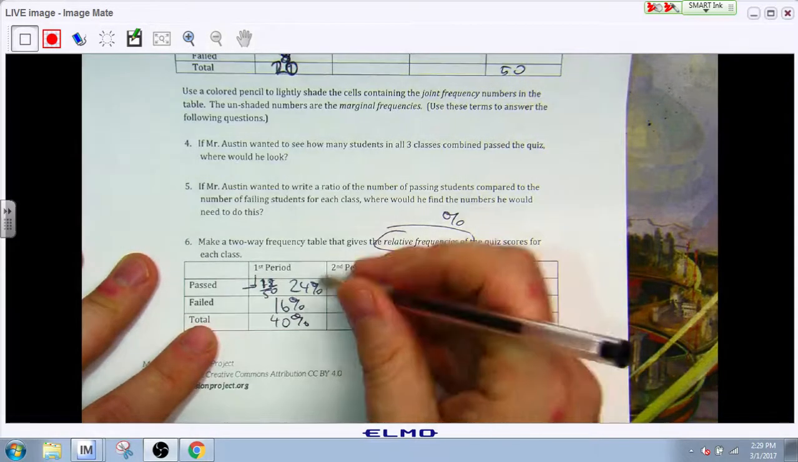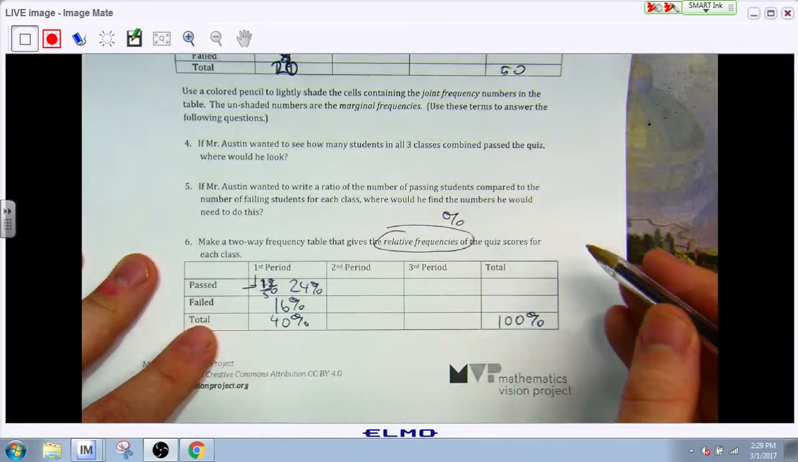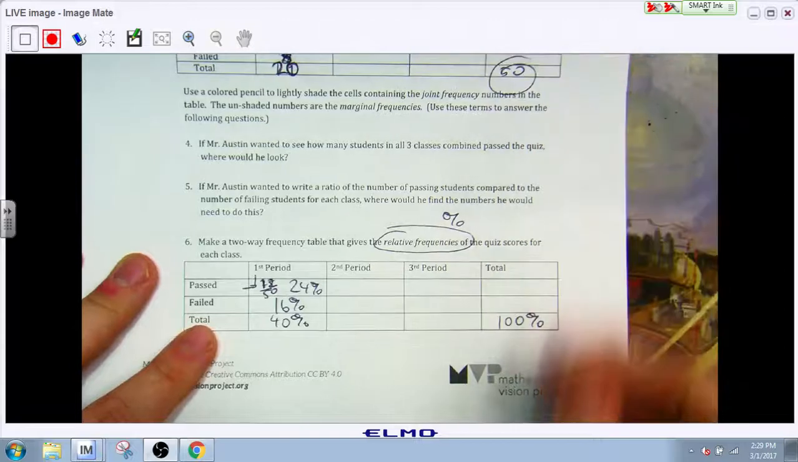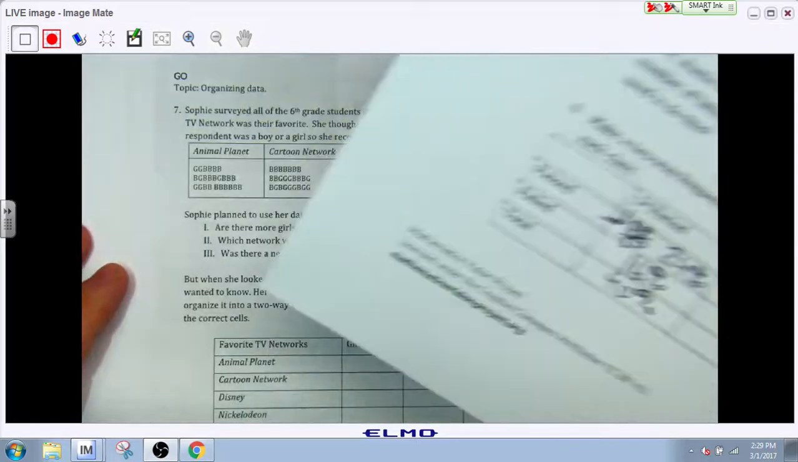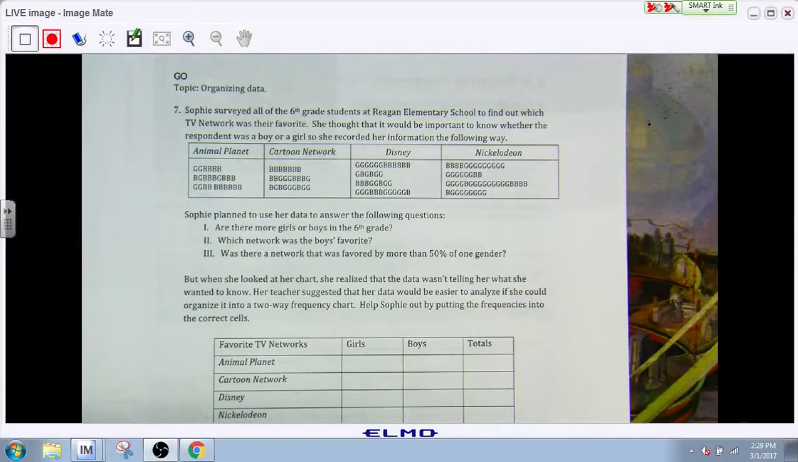Okay? So each of these, when we're talking about the relative frequency, we're always putting it over 50. Whatever values we got, we'll divide by 50, convert them into a percentage. And I think that's it for that one. Let's go ahead and turn the page.